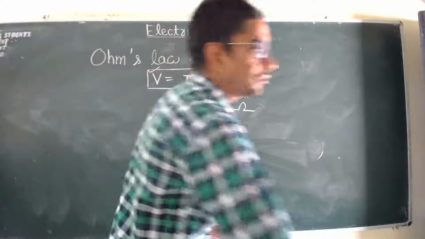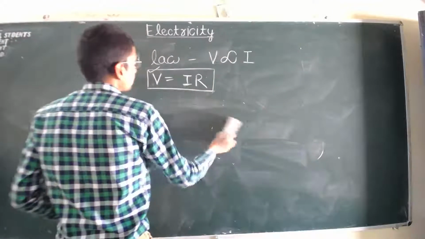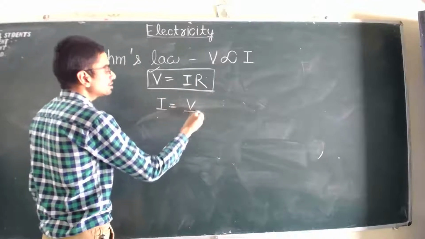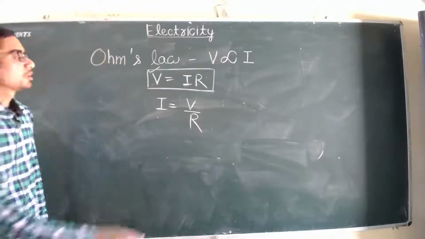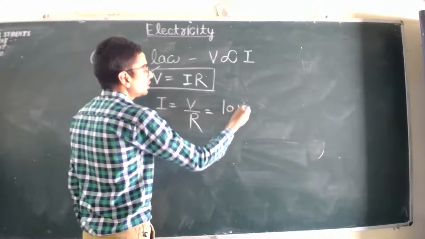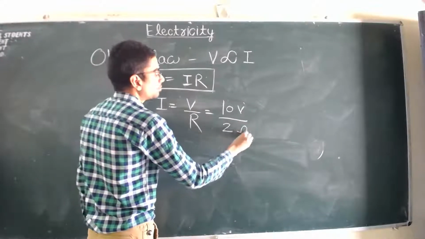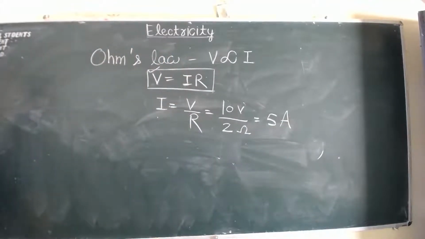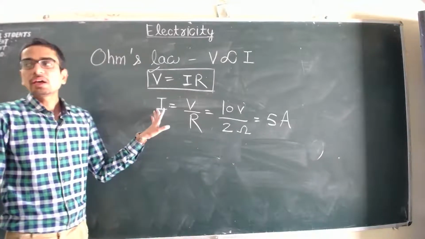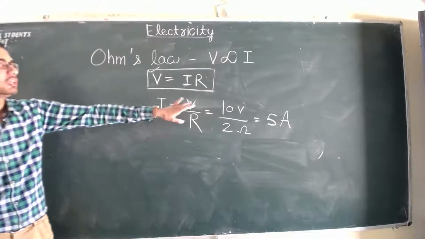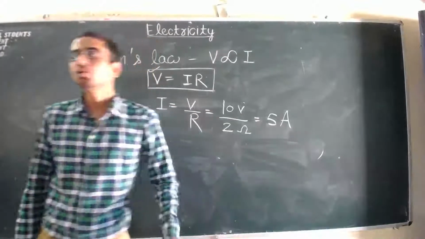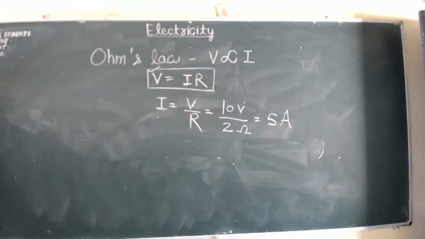In another way, if it is given that find the value of current if potential difference is something and R की value दे रखी है. If potential difference is 10 volt and resistance is 2 ohm, then the value of current is 5 ampere. Right? What will be the value of current if V is 10 volt and R is 2 ohm? This is 5 ampere of current. All right.